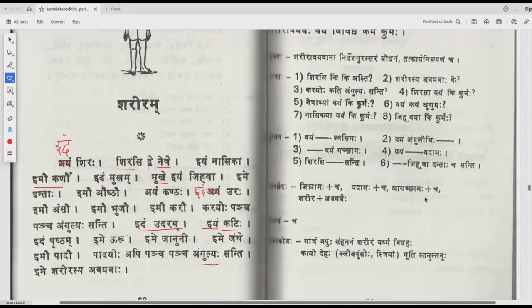Ime janunee. Uru is a rukaranta? No, uruhu is a ukaranta strilinga shabdaha. Actually, it is masculine. Ukaranta pullinga shabda. Uru, uru, uravaha. No, no. If it is a pullinga shabda, it should be imau uru.